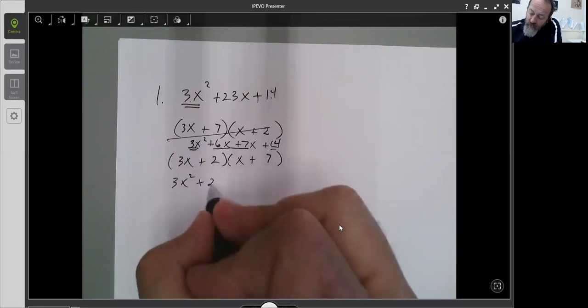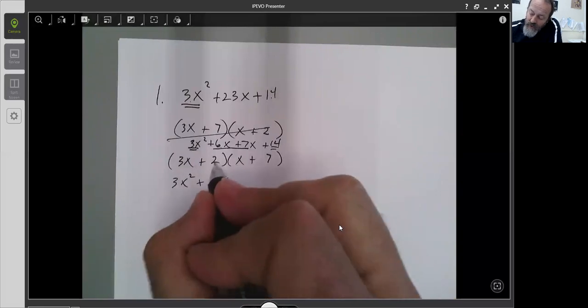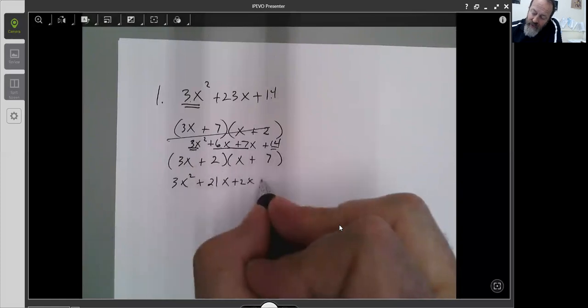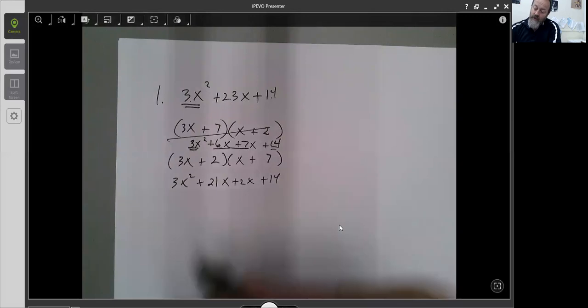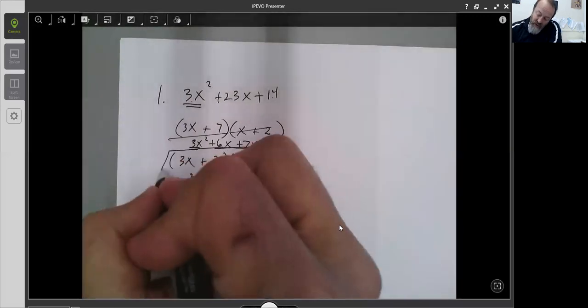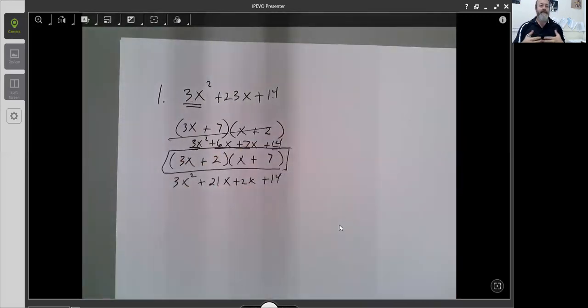But if I try that on this following one, similarly, I get 3x squared. But now I get 21x. And I get, when I start distributing the 2, I get 2x and 14. You can see that this is, in fact, what I was shooting for. So when I say guess and check, it wasn't really guess and check. It was educated guess and check, and it actually worked very, very efficiently.